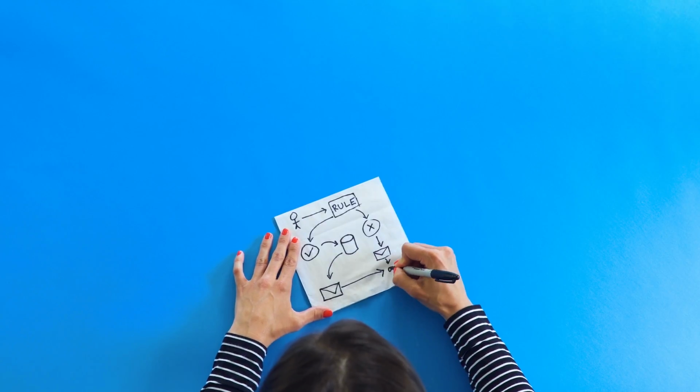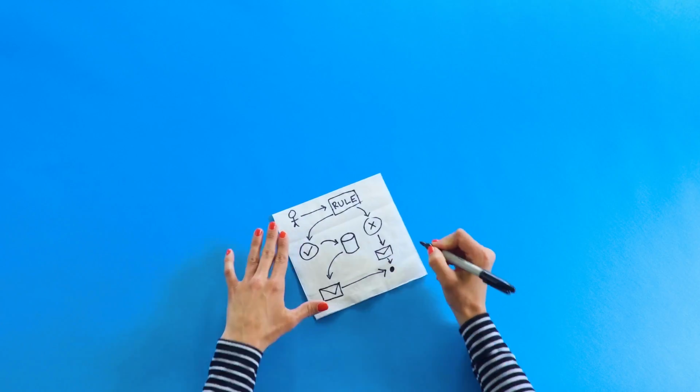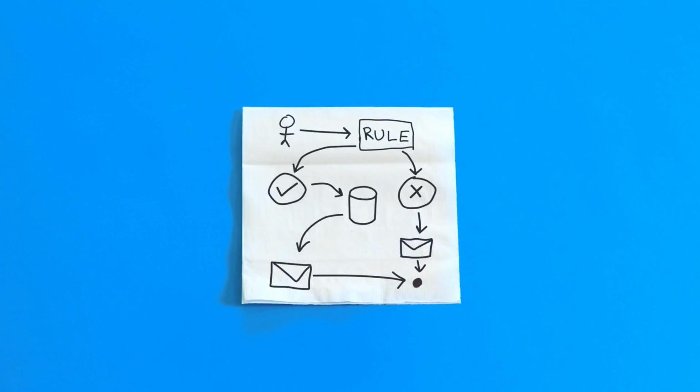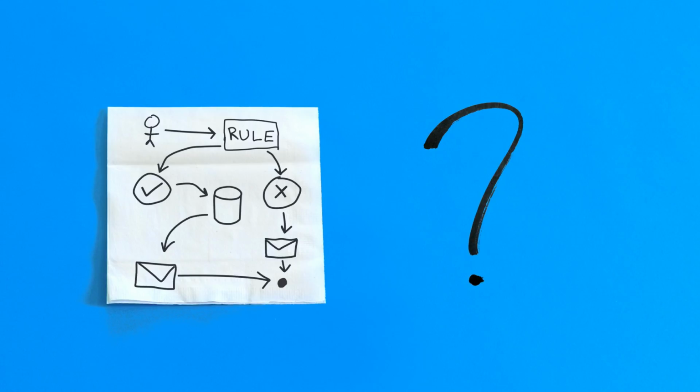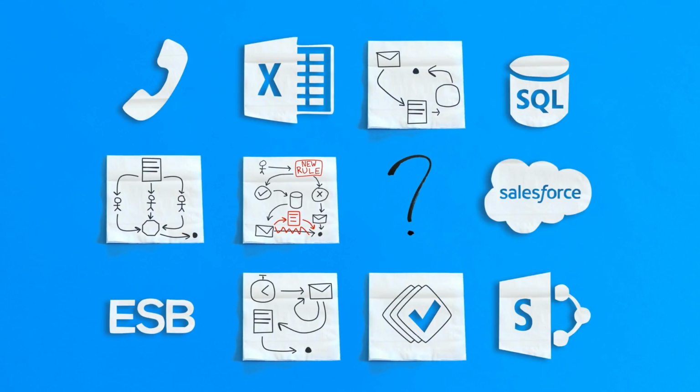This is a workflow sketched on a napkin. It could be any business process: onboarding, application processing, or integrating two systems. The question is, how do you bring it to life? Then, how do you adapt it as your business evolves? And how do you connect it to all the other workflows and systems your organization uses?